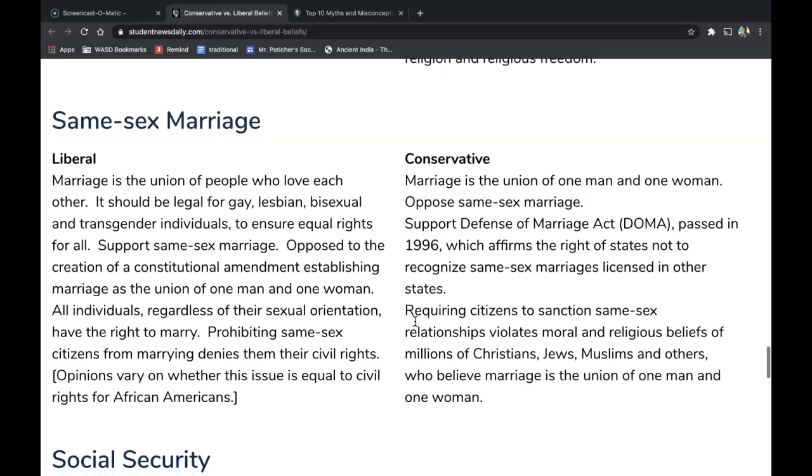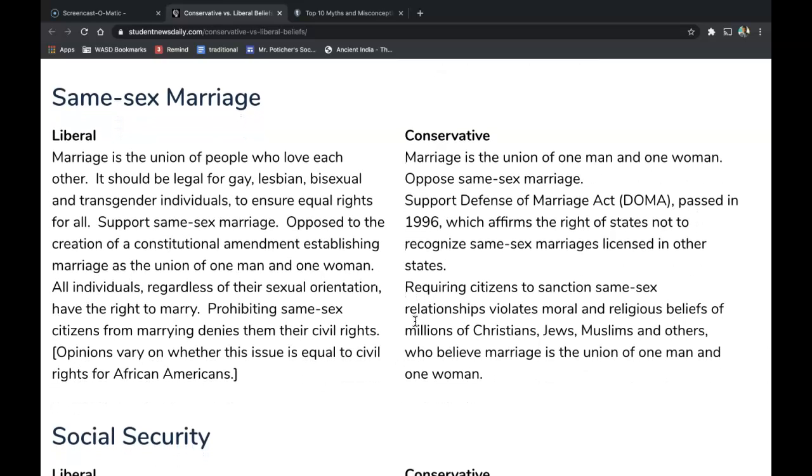Next, on the issue of same-sex marriage, liberals or Democrats would say that marriage is a union of people who love each other. It should be legal for gay, lesbian, bisexual, and transgender individuals to ensure equal rights for all. We should support same-sex marriage. They are opposed to the creation of a constitutional amendment establishing marriage as a union of one man and one woman, and all individuals, regardless of their sexual orientation, have a right to marry. Prohibiting same-sex citizens from marrying denies them of their civil rights.